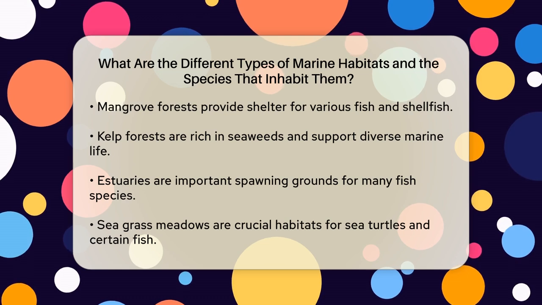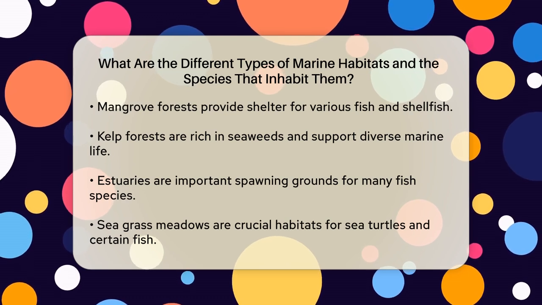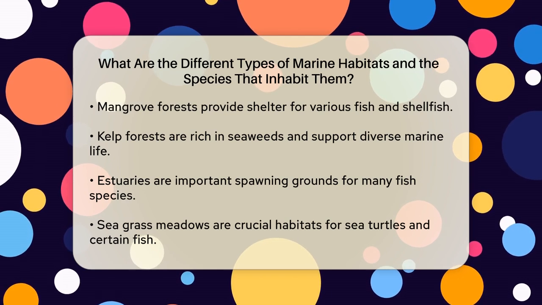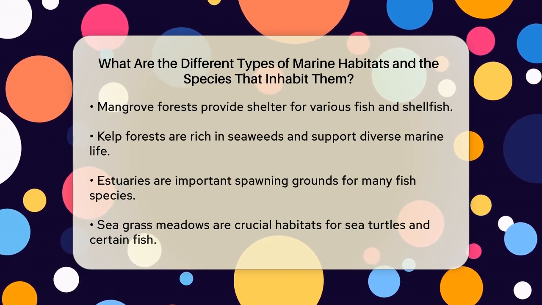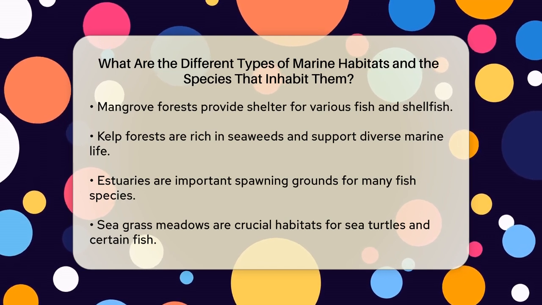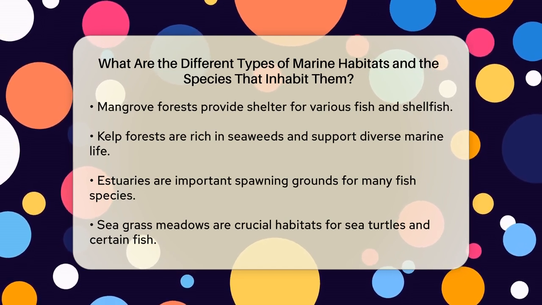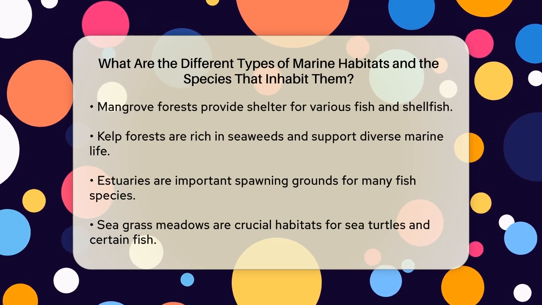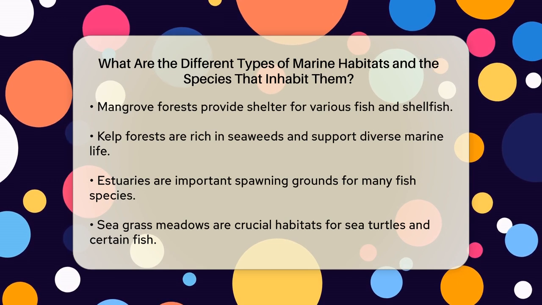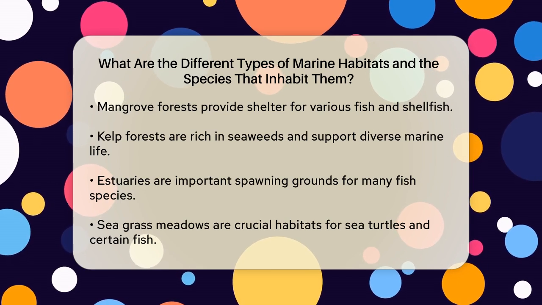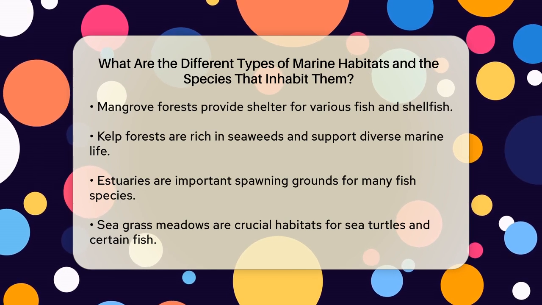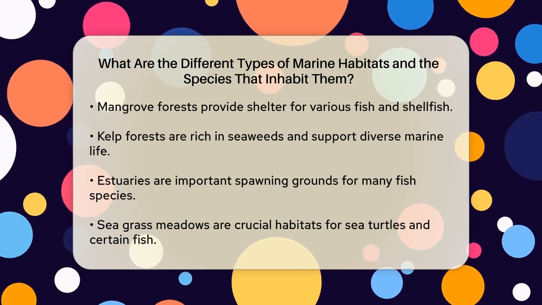Estuaries, where freshwater rivers meet the ocean, are crucial for many species, including fish that spawn in these areas. Seagrass meadows are vital for species like sea turtles and fish that feed on the grasses. Coral reefs, known for their vibrant colors and biodiversity, are home to thousands of species, from small fish to large predators.